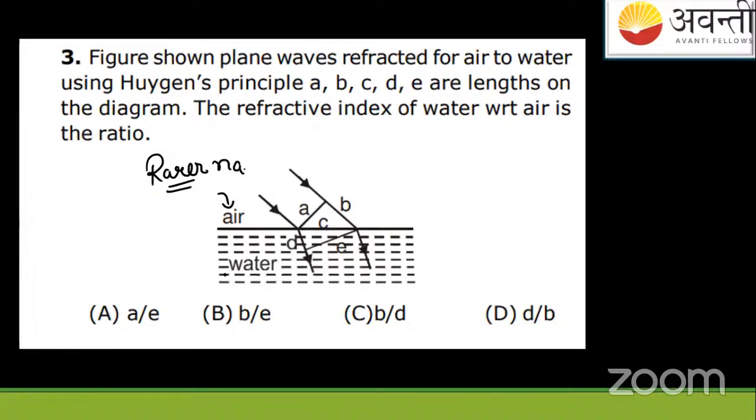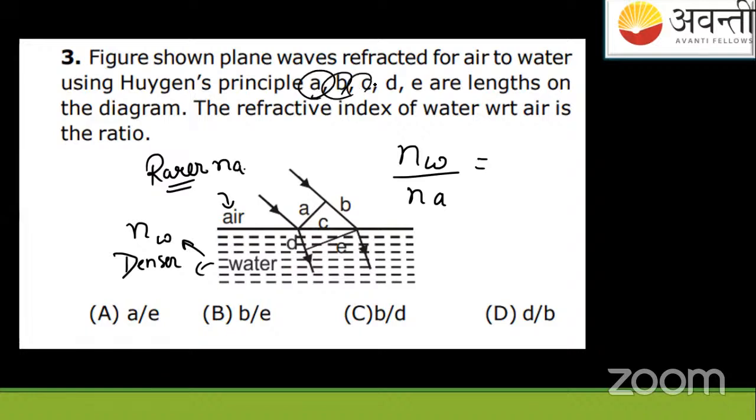The wave enters from a rarer medium to a denser medium, which is water here, with refractive index n subscript W. You have to find the refractive index of water with respect to air in terms of the letters A, B, C, D, E. Option A is A by E, option B is B by E, option C is B by D, option D is D by B. So what is your answer?